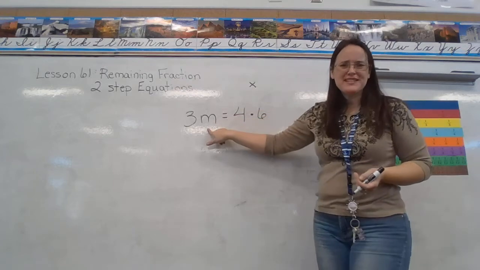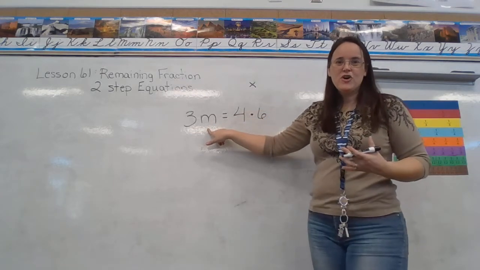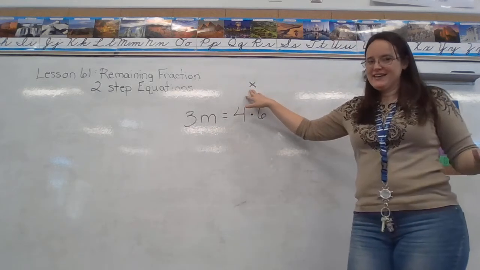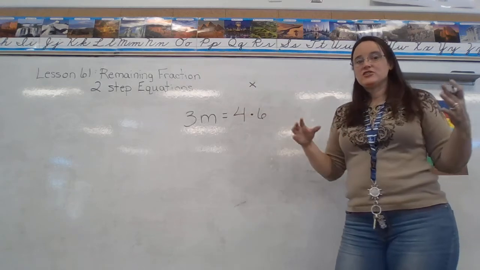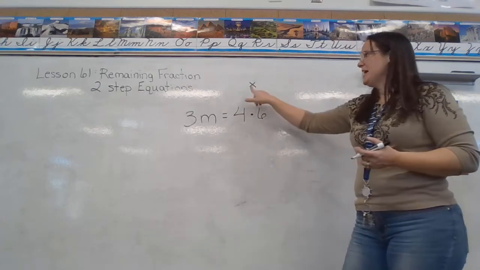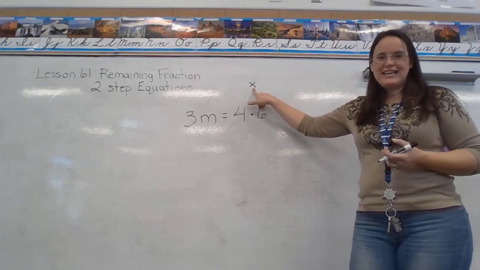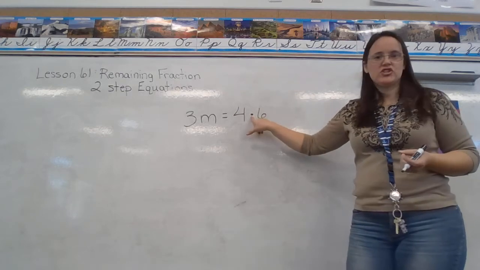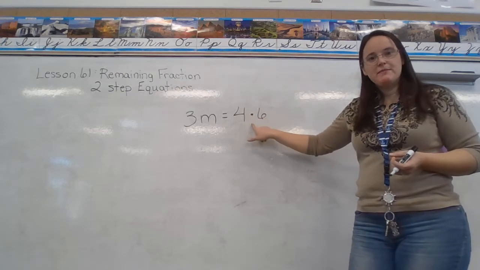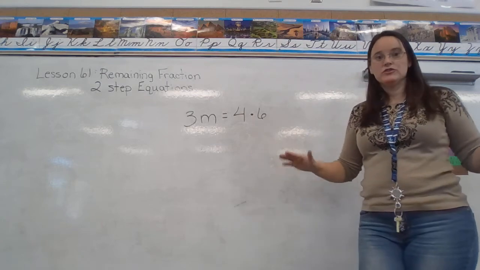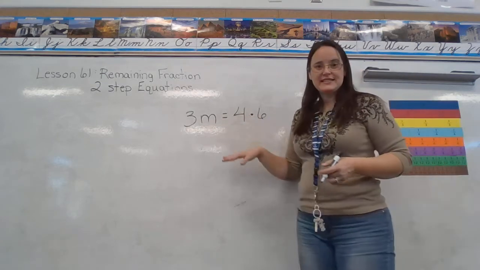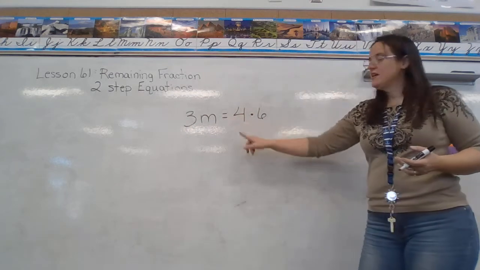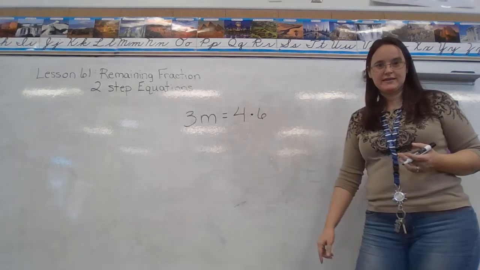However, notice that we're putting letters into our math problems now. It's a times symbol, but it's also an X. So mathematicians, as you get into higher grades, decided, man, having that times symbol look like an X can be really confusing. So instead, we're going to change it to just this dot. This dot means exactly the same thing. You're still multiplying. So in this example, we have 3 times something equals 4 times 6.